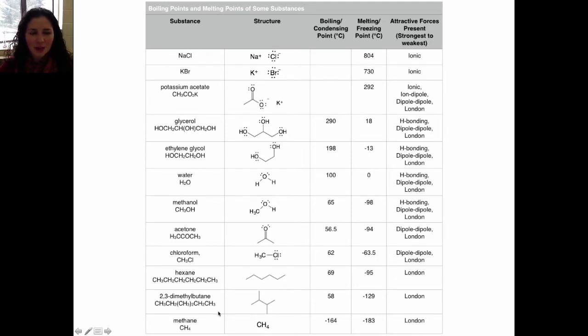In this column, you have the substance name and its condensed structural formula. And in this column, you have a representation for its structure. We've also listed the boiling points and the melting points. In the first three cases, the boiling point is not listed because it's too high to be measured.